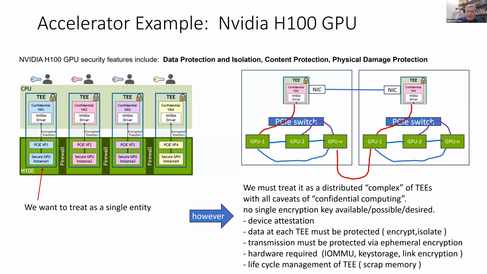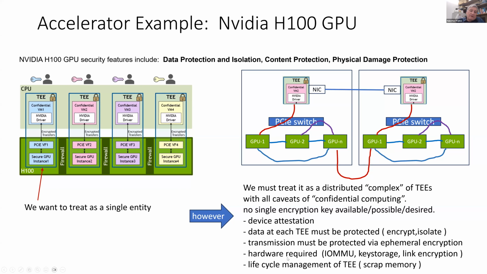The next thing is that you have to attest that the device you're communicating with is actually a device that you know about, not a fake device. Data on each of these TEEs, where I call our GPU a sub-TEE, needs to be protected, so we need to either encrypt or isolate. Every communication, and I've drawn every possible communication you can think about in red and blue and green, needs to be protected via ephemeral keys.